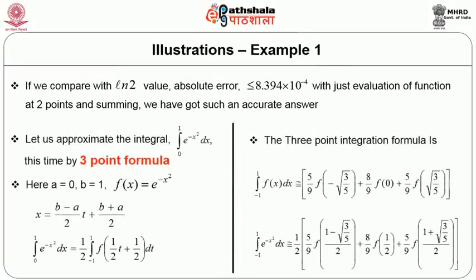Let us take another example of evaluating the integral 0 to 1 e raised to minus x squared dx. We know that this forms a part of the error formula. Now, this time let us evaluate it by using the 3-point formula which we have derived. So, a is 0, b is 1, f(x) is e raised to minus x square. Again transform using the equation x is (b minus a) by 2 t plus (b plus a) by 2.